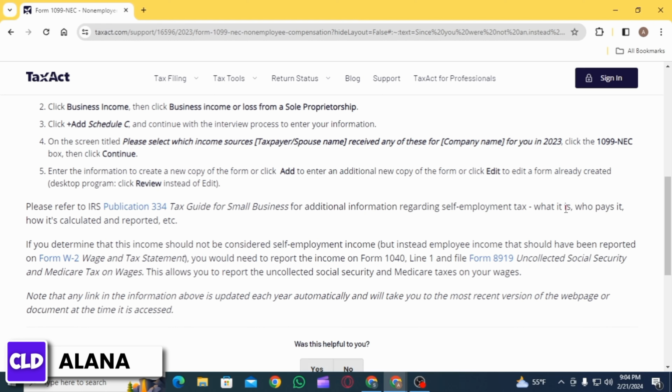This may include claiming deductions related to your self-employment income, calculating your self-employment tax, and completing other sections of your tax return. Form 1099 NEC is important for reporting income earned as a non-employee contractor or freelancer, and it is essential to ensure that you report this income on your tax return.